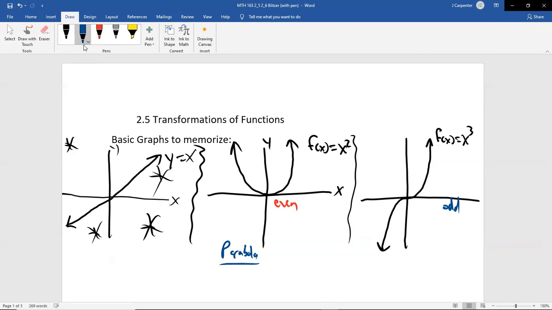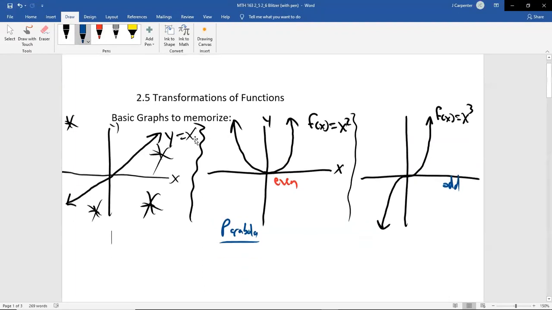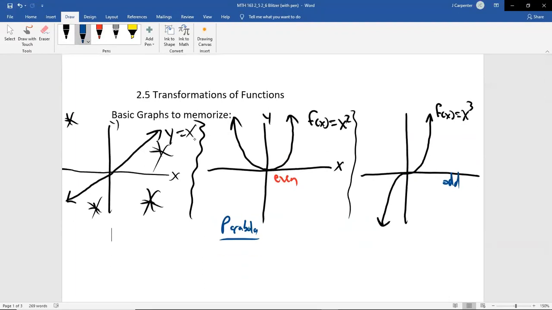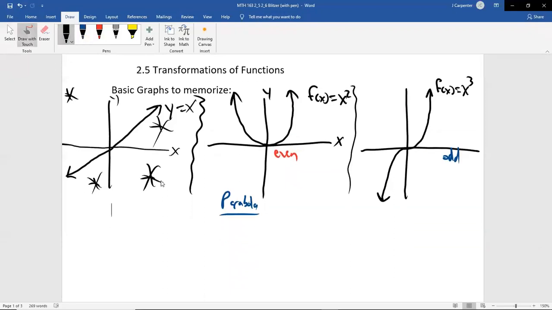P-A-R-A-B-O-L-A, parabola. There we go. And then this is just known as the cubic, C-U-B-I-C.